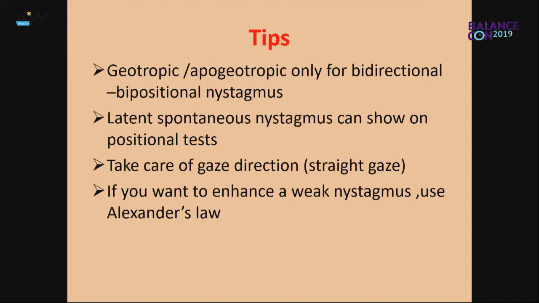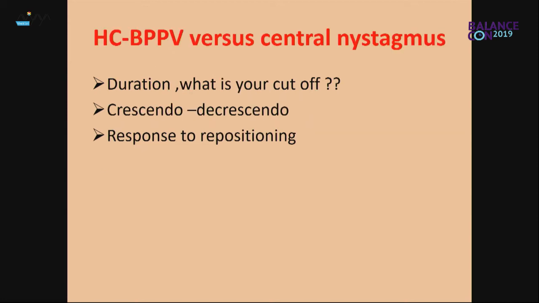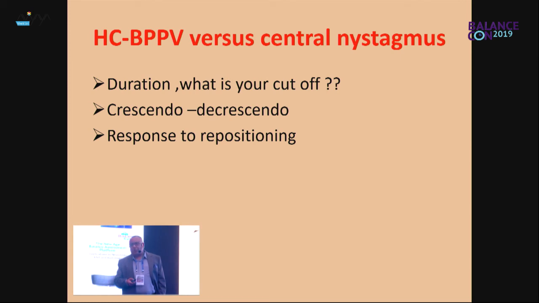Latent spontaneous nystagmus can show on positional test, so take care of this. We mentioned this before: if you want to enhance a weak nystagmus, use Alexander's law. Another tip: horizontal canal BPPV versus central nystagmus. The geotropic type is more commonly of peripheral origin, but there are cases where it shows to be of central origin. The apogeotropic type has more chance to be of central origin than the geotropic type.